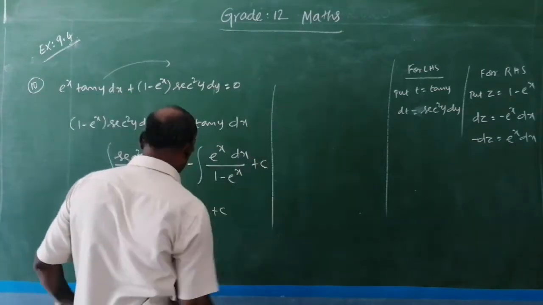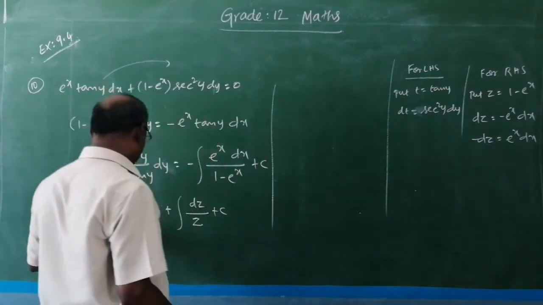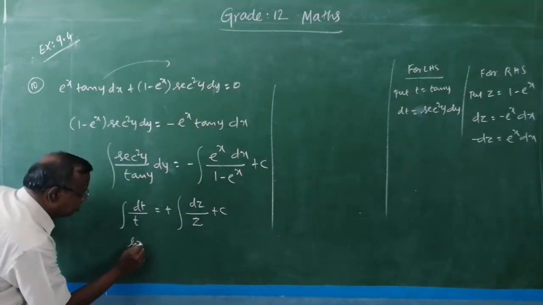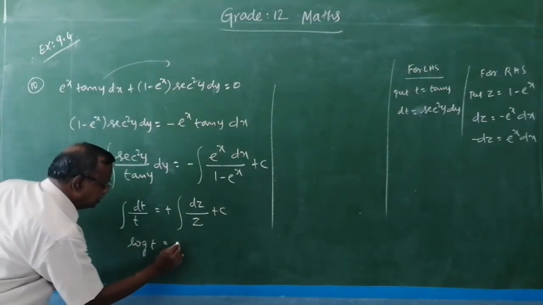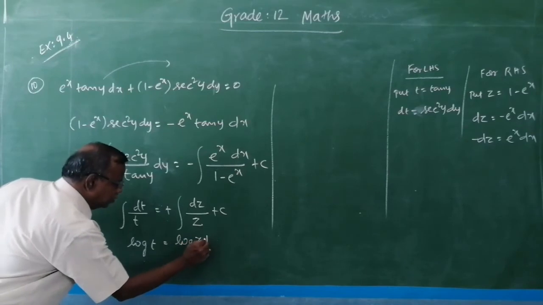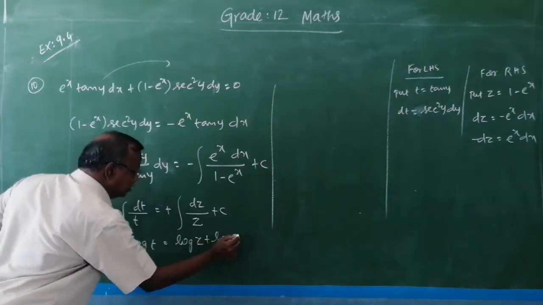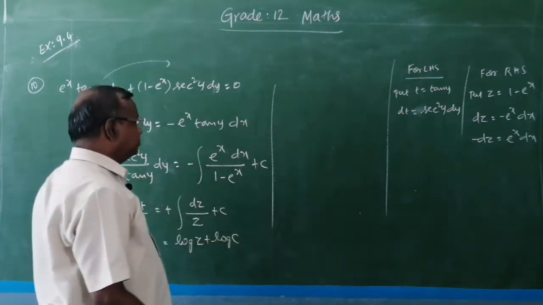So the LHS is log t. RHS is log z plus log c. So c becomes log c.